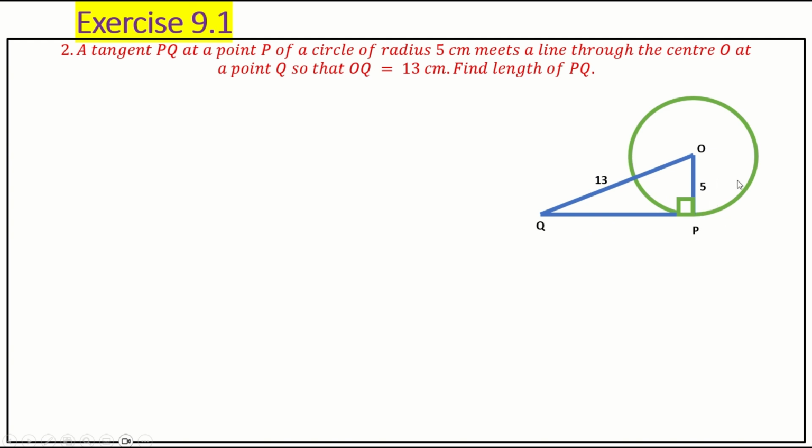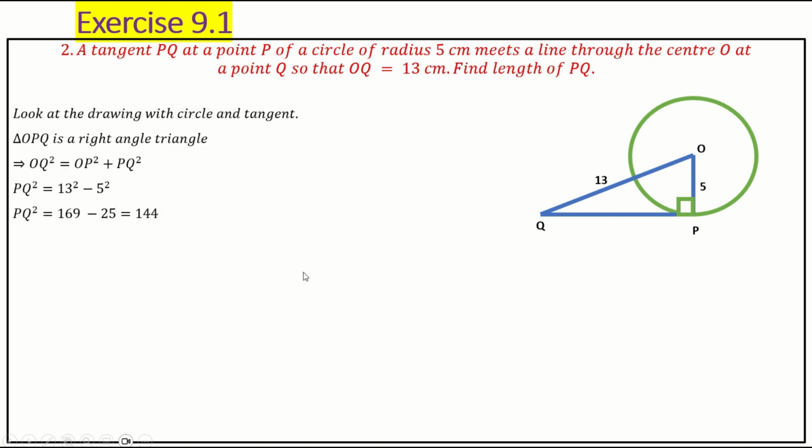Very simple. It's very clearly shown in the diagram that this is a right angle triangle. So PQ square equals 13 square minus 5 square, which is nothing but 144. So PQ is 12.